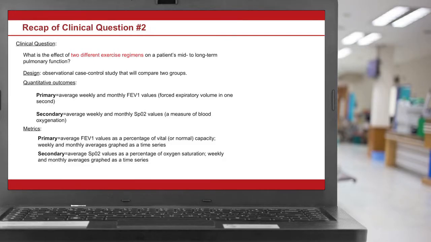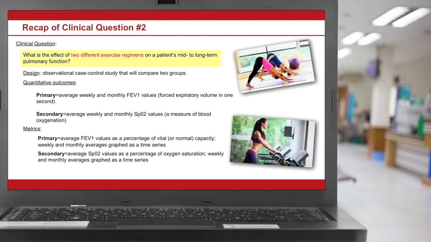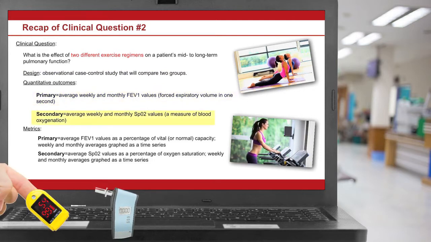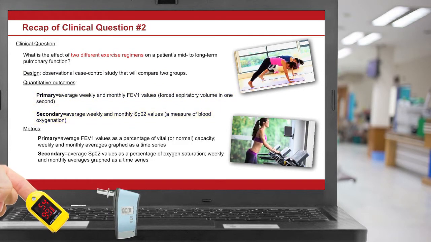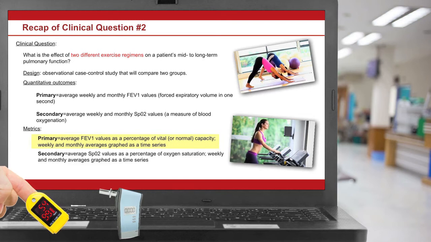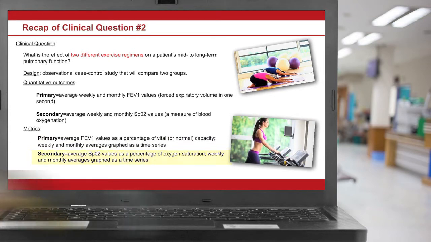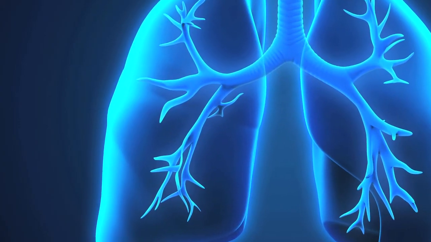In Module 2, our second clinical question was whether varying exercise types for patients could lead to short and long-term changes in pulmonary function. We will use a case control study design, and our outcomes will include average FEV1 values and average SpO2 values. Our metrics will include average FEV1 values as a percentage of normal capacity and average SpO2 values as a percentage of oxygen saturation.